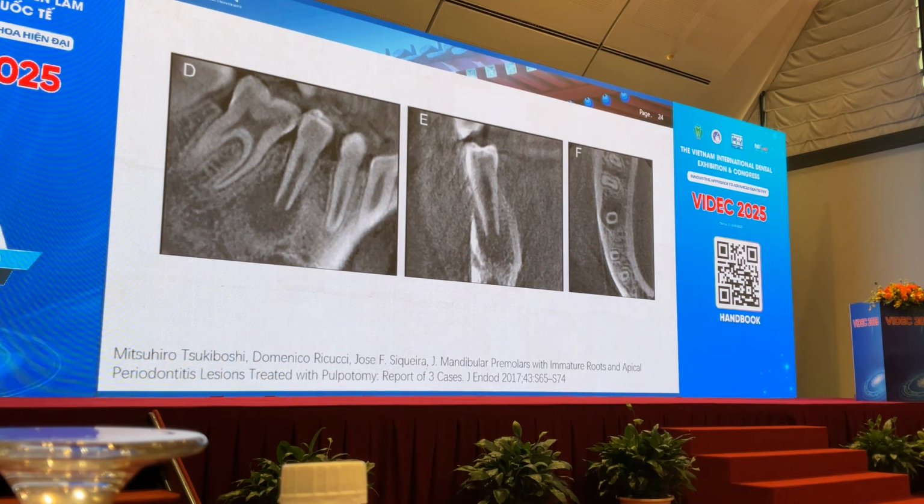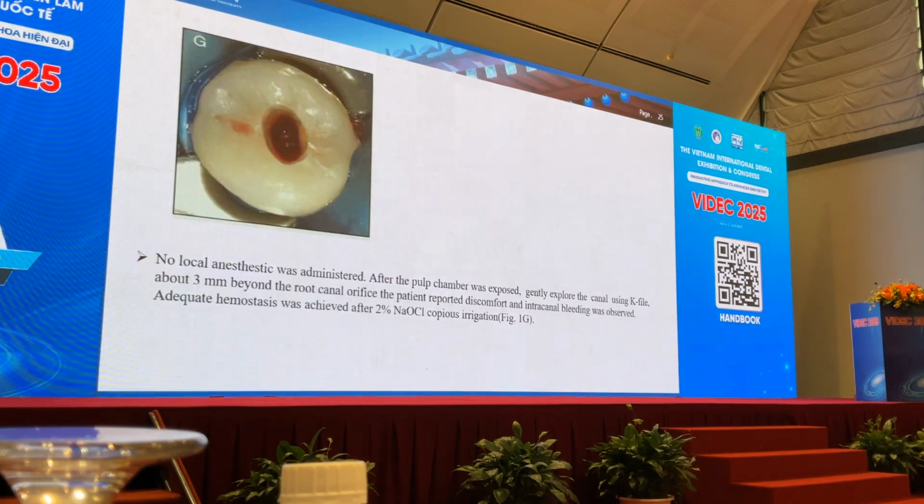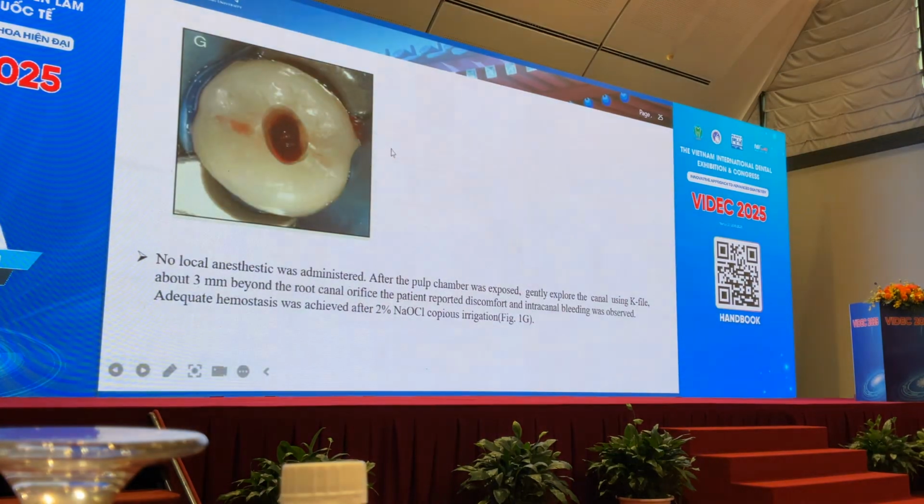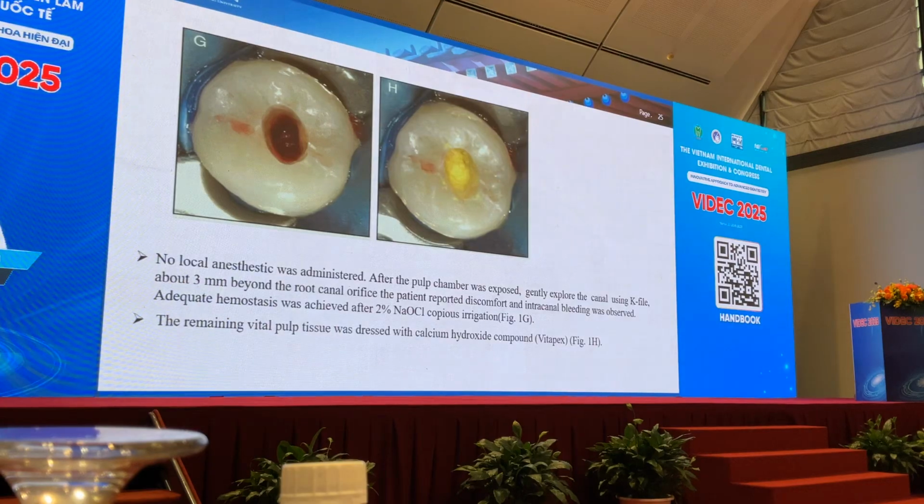And for young permanent teeth, without using local anesthesia, the pulp chamber was exposed and the necrosis removed by irrigation. Then we explored the root canal with the file, and the patient reported discomfort, reported pain, and bleeding was observed. So the white light was established, right? Then vital pulp surgery was attempted in one visit.